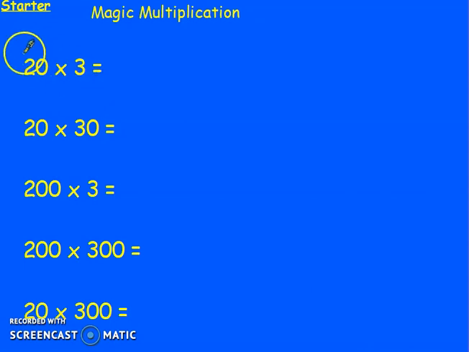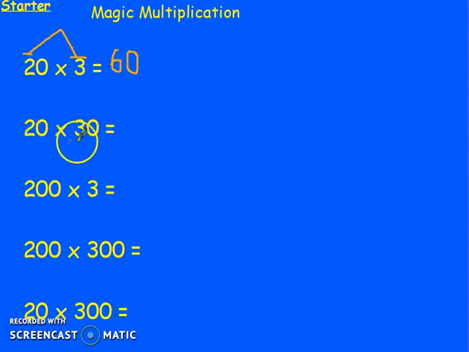20 times 3. Well, we know that 2 times 3 equals 6. The question is 10 times bigger with 20 times 3. So the answer needs to be 10 times bigger. We add the placeholder. 20 times 3 equals 60.